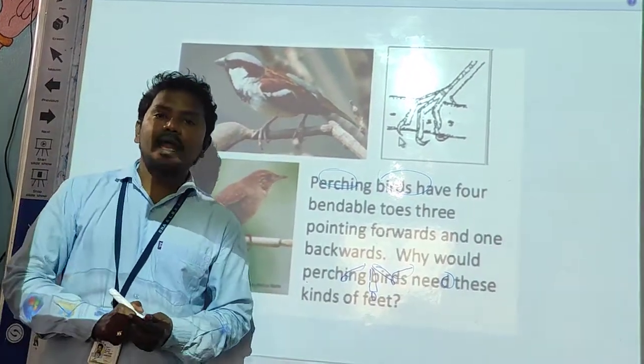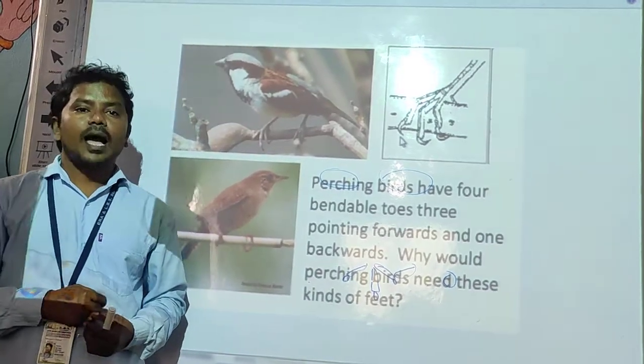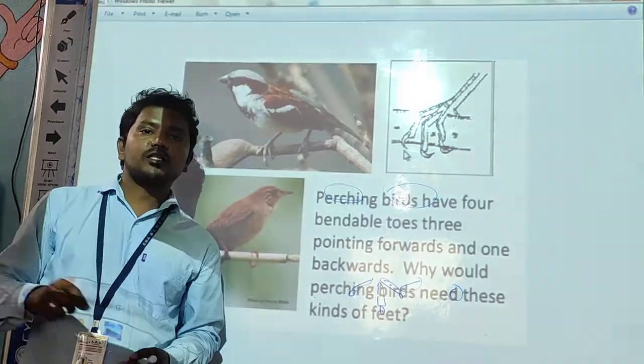So children, you have to write this wading birds paragraph as homework, and the scratching birds paragraph also as homework.